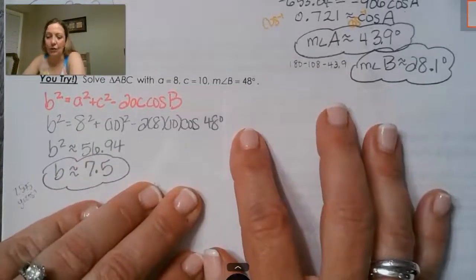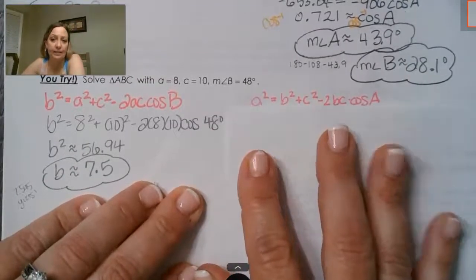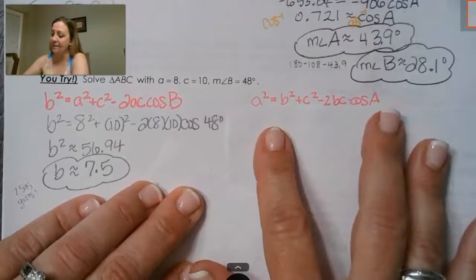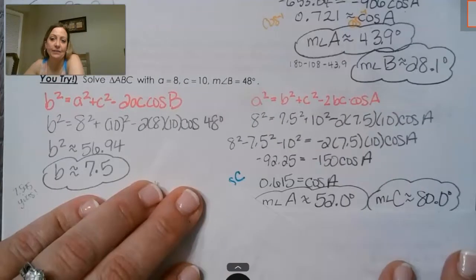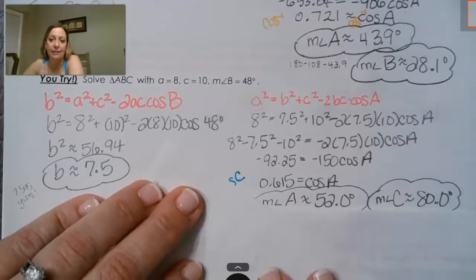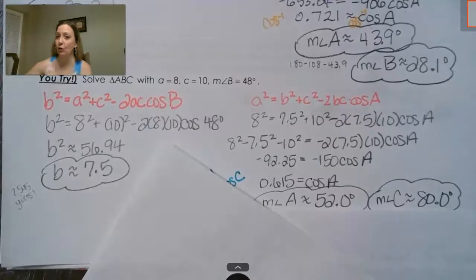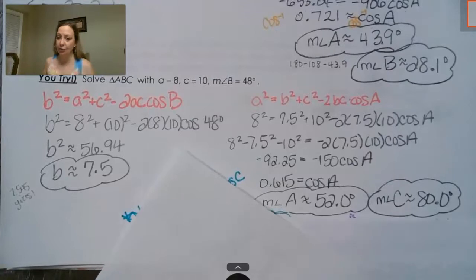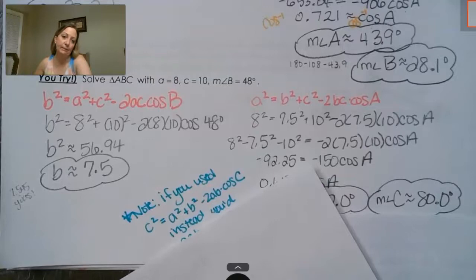So then I decided just to go in alphabetical order, and I used a squared equals b squared plus c squared minus 2bc cosine a to find that the measure of angle A was 52 degrees and the measure of angle C was 80 degrees. So if you did that work, that's what you'd see. But again, you don't have to choose A. Maybe you chose to find angle C next. And then what you would have done is you would have used this formula instead: a squared plus b squared minus 2ab times the cosine C.